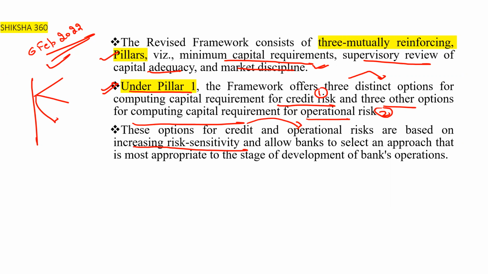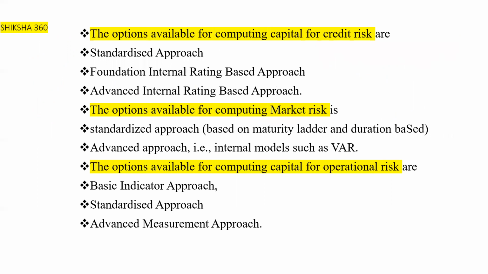So let's go with those approaches. What they have given under pillar 1. What are the three distinct options for computing the capital for credit risk, the options available for computing market risk, and the options available for computing capital for operational risk. So the options available for computing capital for credit risk: first one is the standardized approach.